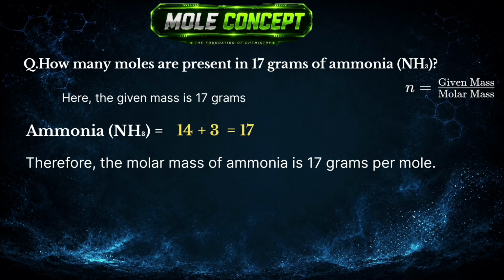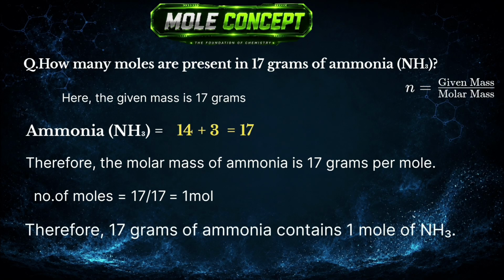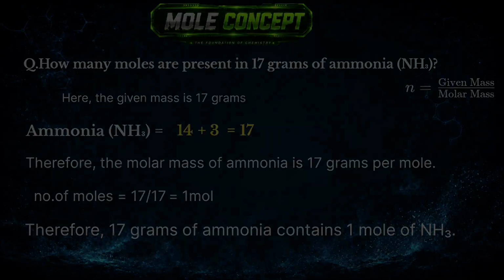Now substitute the values into the formula. Number of moles equals 17 divided by 17. Number of moles equals 1 mole. Therefore, 17 grams of ammonia contains 1 mole of NH3.